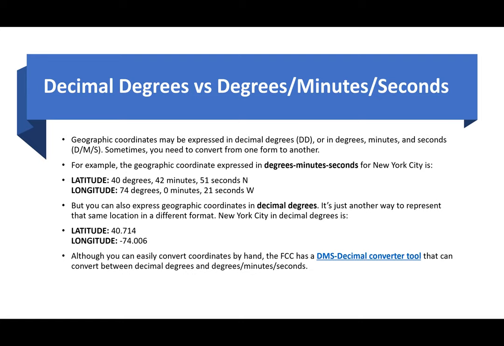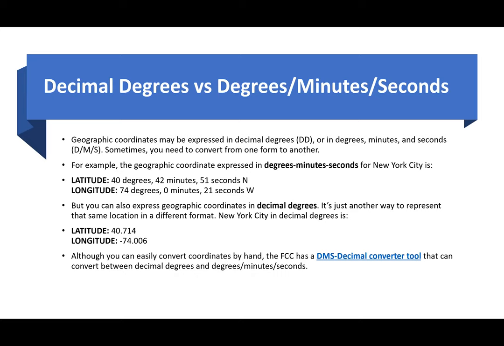Decimal degrees versus degrees, minutes, seconds. Geographic coordinates can be expressed in decimal degrees, abbreviated as DD, or in degrees, minutes, and seconds, DMS. Sometimes you'll need to convert from one form to another. This is also one of the things that's in your homework, so pay attention here. For example, the geographic coordinate expressed in degrees, minutes, seconds for New York City is, in latitude, 40 degrees, 42 minutes, 51 seconds north. In longitude, it's 74 degrees, 0 minutes, 21 seconds west.